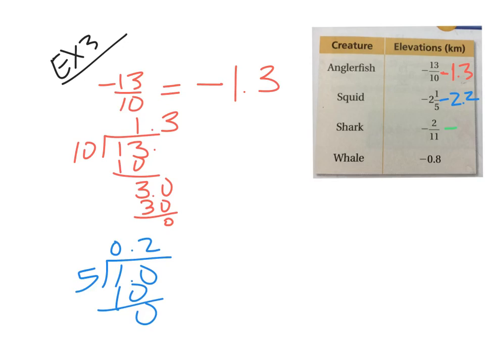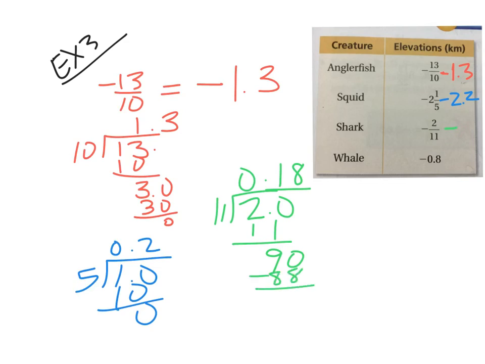Okay, the shark, we know it's a negative. 11 goes into 2. How many times can 11 go into 20? Just one time, which gives us 9. How many times can 11 go into 90? 8, which is 88. So we get 2, and so we're repeating already. Negative 0.18. Okay, and then the last one's already done for us.